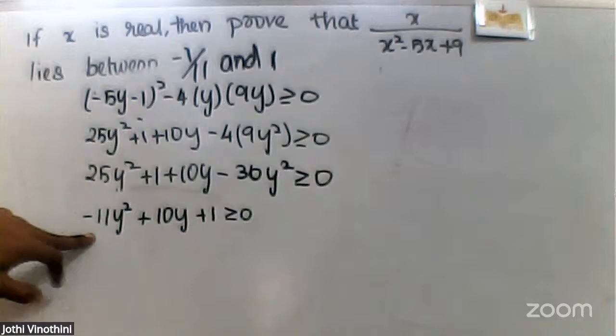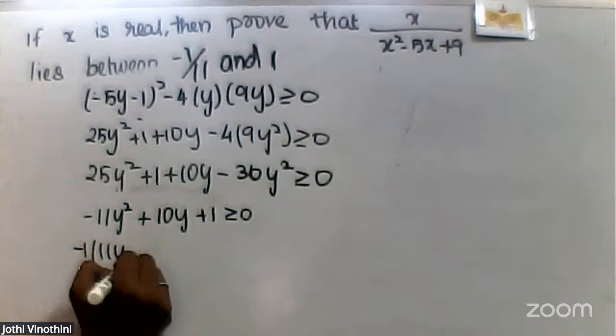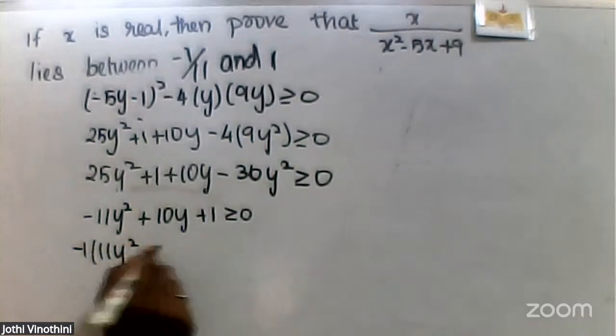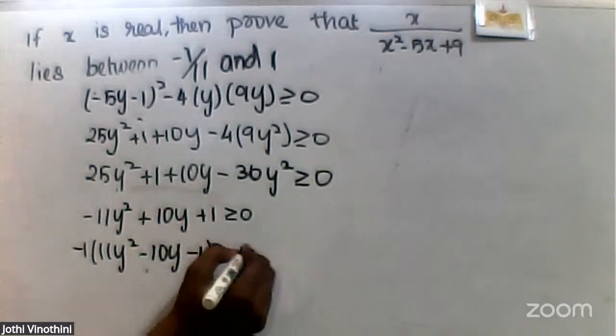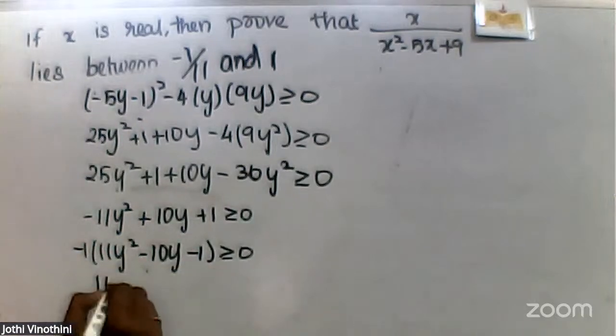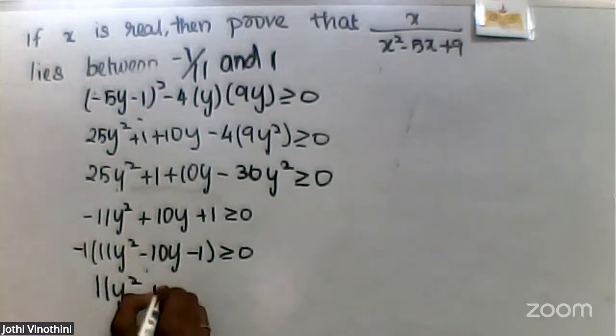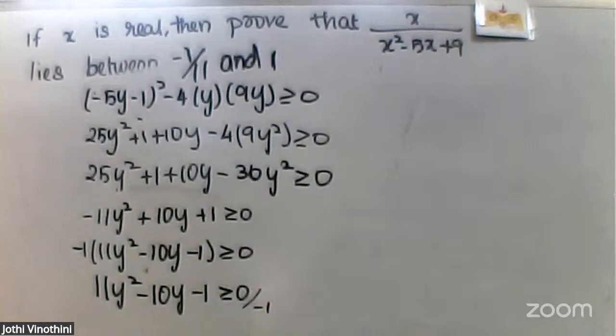I am going to take minus 1 as common from these terms. So it becomes 11y squared minus 10y minus 1 must be less than or equal to 0. Taking this minus 1 to the other side, 0 divided by minus 1 is 0, since 0 divided by anything is 0. I will give you half a minute so that you can solve.